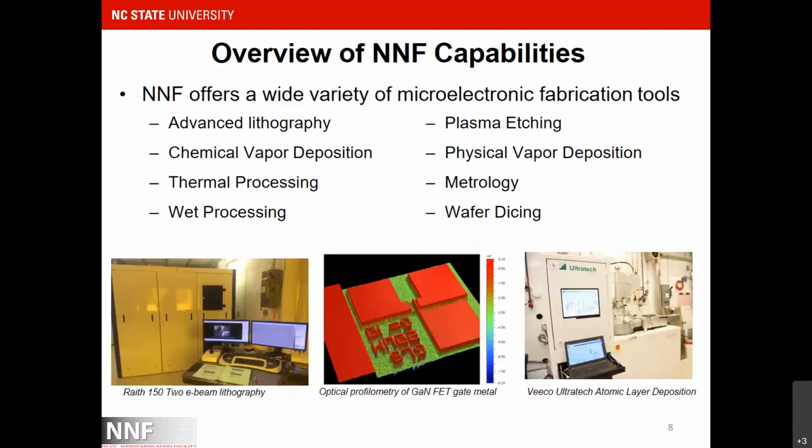Next slide going ahead, we have lithography, we have CVD, chemical vapor deposition, both plasma enhanced and low pressure chemical vapor deposition, both of which are very important for silicon carbide processing. Thermal and wet processes, plasma etching, again, very important for silicon carbide. PVD, metallization, metrology, wafer dicing. These are all the sort of tool suite we have here at NNF. So we have basically what we need to do some silicon carbide processing.